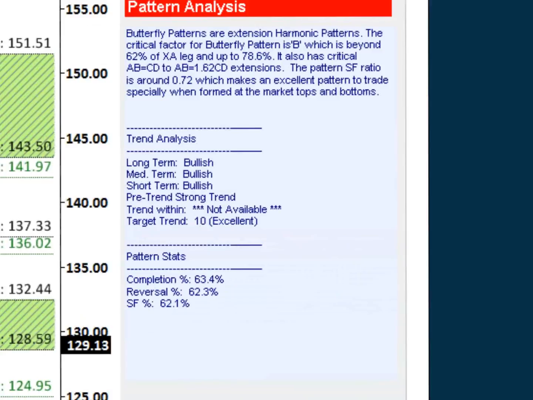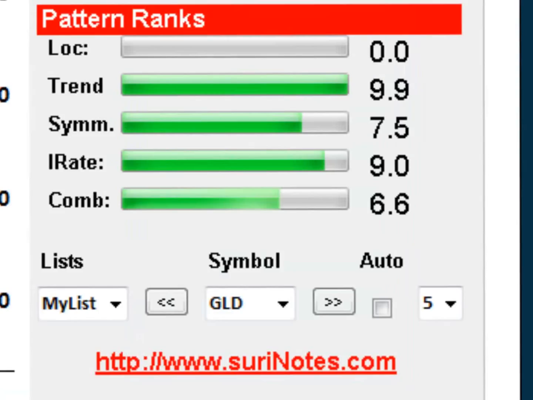But then it bases these numbers on an actual pattern ranking. The ranking is the location, trend, symmetry, and integrity rate, the components I talked about. It looks at each of them, shows you in this graphic form, and then tells you what the combined rank is. And then for you to make a decision, to say, would I trade this pattern or not, you can just look at this combined rank. And that's what my analysis is.